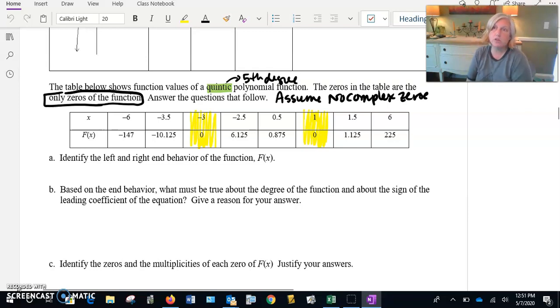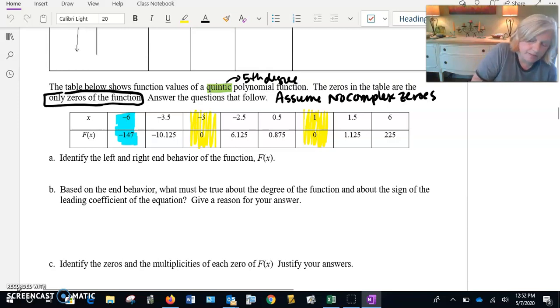All right, so the first thing we're going to do is determine the left and the right end behavior of the function. Because we know that there are no more zeros, we can't turn around again and go back through the x-axis. That means that we're going to be staying wherever we are on the ends. So when I look at the ends of the data table, at -6, -147, and 6, 225, we can't turn around and cross the x-axis again.